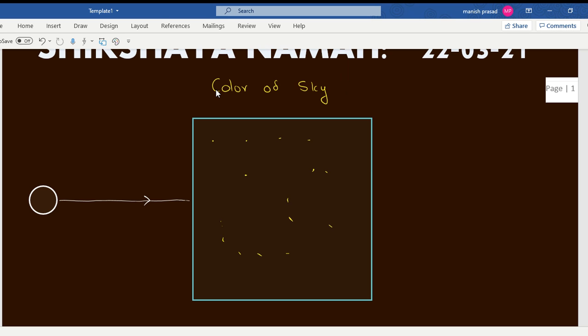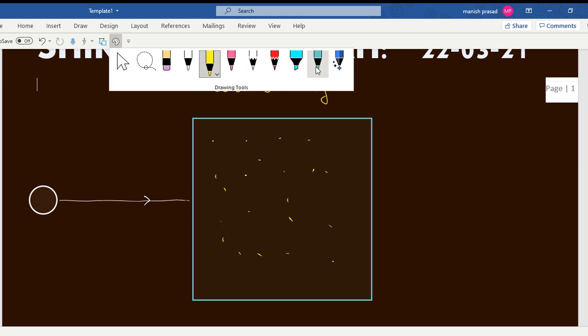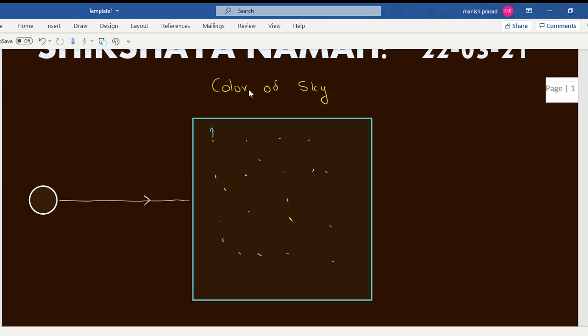Now what will these dirt particles do? They will scatter the rays of light. Scatter. So when the rays of light are scattered, the dust particles are able to scatter the blue light. Blue light. Okay. That is why the sky appears to be blue in color.